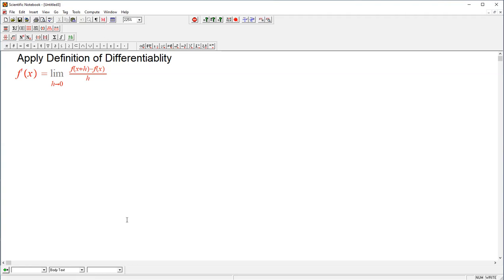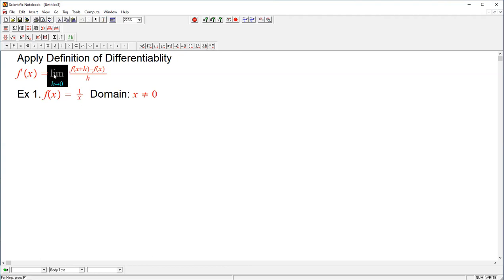For example, the first example, commonly used functions and their derivatives. Suppose we have a function f of x equals 1 over x, and we know the domain of this function. The domain, of course, is x cannot be 0, so we're doing this on the domain of this function.